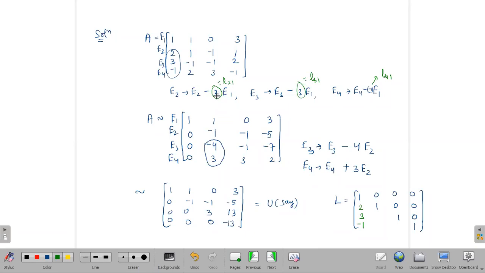Means you remember like this, means if it is -2, you have to take positive. You have to take opposite sign here. So 2, it means a -2, then you have to take +2. -3, then you have to take 3. If it is +1, then you have to take -1. So here 4, it is L32, and this is with the negative sign L42 with minus.